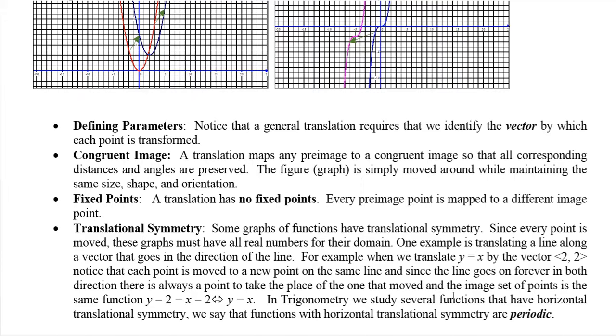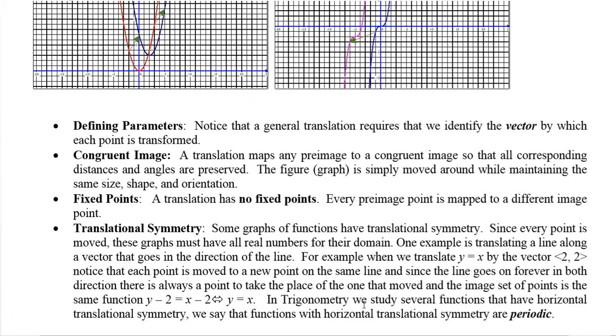But you could have translational symmetry. You could slide every point, say, pi units to the right, and we will get a new graph that is the same as the original. Now, for that to happen, this graph has to go on forever, at least in the direction that we're moving. So if we take, for example, the line y equals x, and we translate it by the vector 2, 2, we're just sliding the line along itself, and so you get y minus 2 equals x minus 2, which is the same as y equals x.